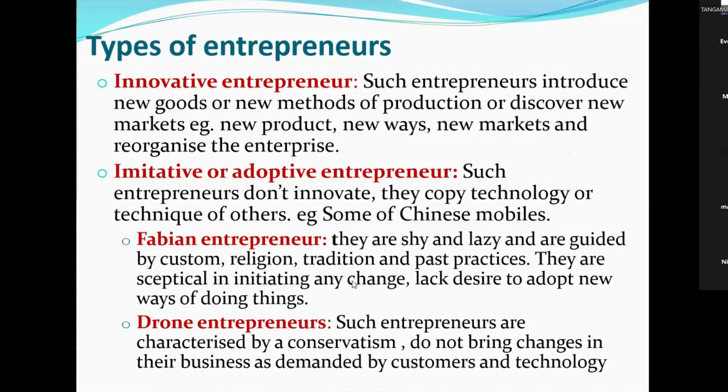An example is some Chinese mobile phones. In this group we find two subgroups. Fabian entrepreneurs are those who are lazy and shy, guided by customs, religions, traditions, and past practices. They are skeptical about initiating any change, and lack the desire to adopt new ways of doing things.